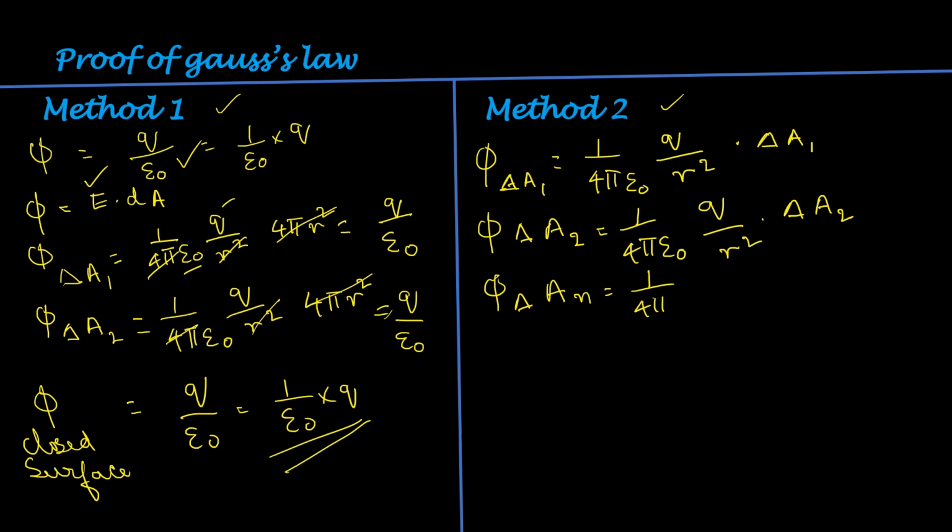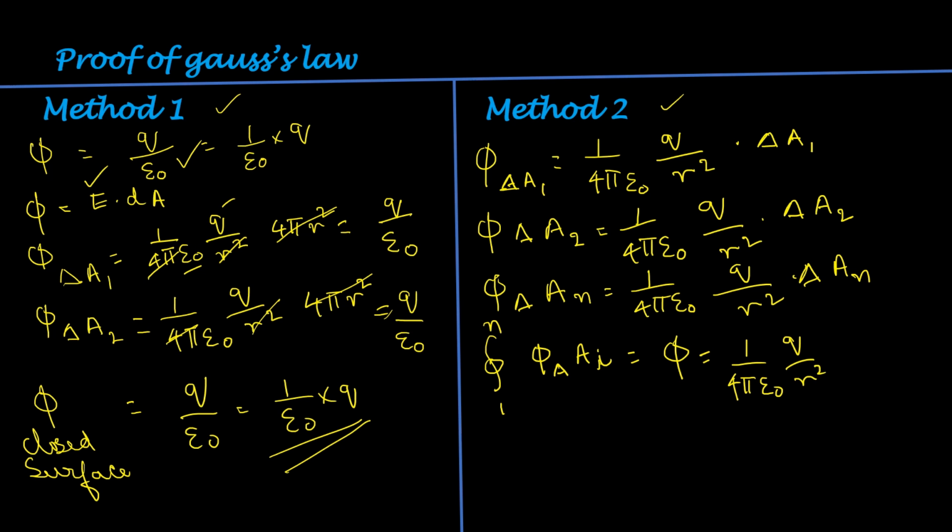All these expressions will be the same except for the area element only, that is delta A1, delta A2, delta AN. The closed integral of phi delta Ai, the limit of i being 1 to n, is equal to phi for the whole sphere, that is the closed surface. 1 by 4 pi epsilon naught Q by R square is common for all the expressions, so it need not be integrated. It can be taken out, equal to 1 by 4 pi epsilon naught Q by R square integrating delta Ai, the limit of i again 1 to n. Integrating this will be equal to the whole area of the sphere, that is 4 pi R square.